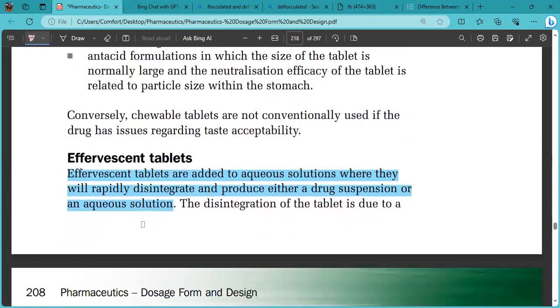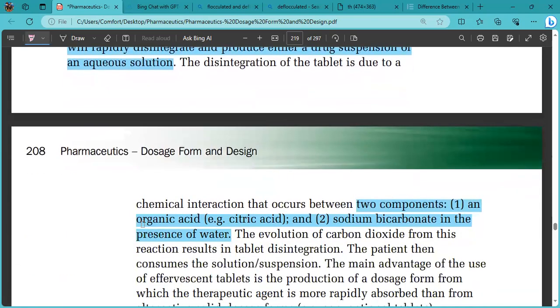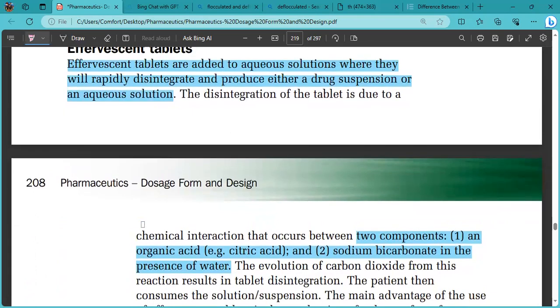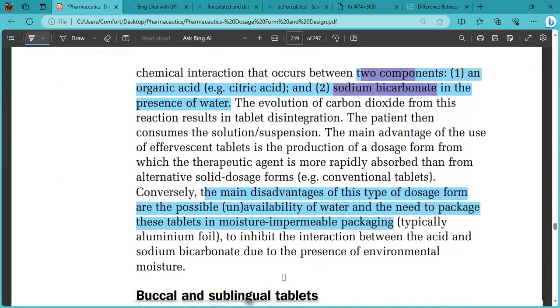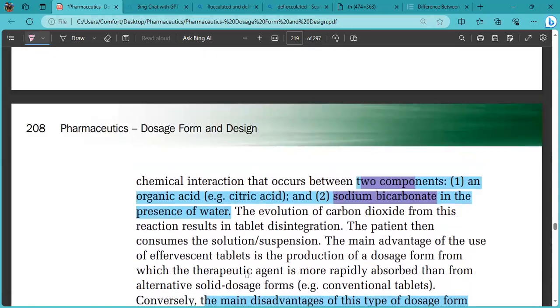The reason why they are different from other tablets is because as they're being manufactured, they have two main components: an organic acid, most commonly citric acid, and sodium bicarbonate. The sodium bicarbonate is responsible for the effervescence that you see, because when it reacts with the organic acid in the presence of water, there's evolution of carbon dioxide gas, which is the bubbles that you see.